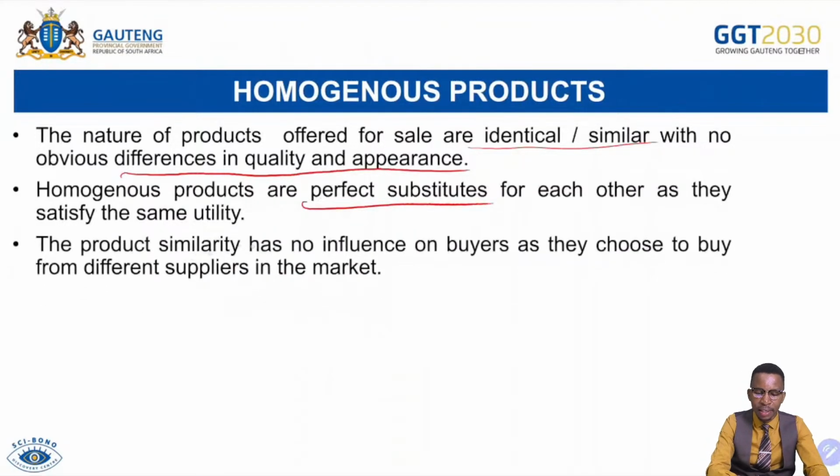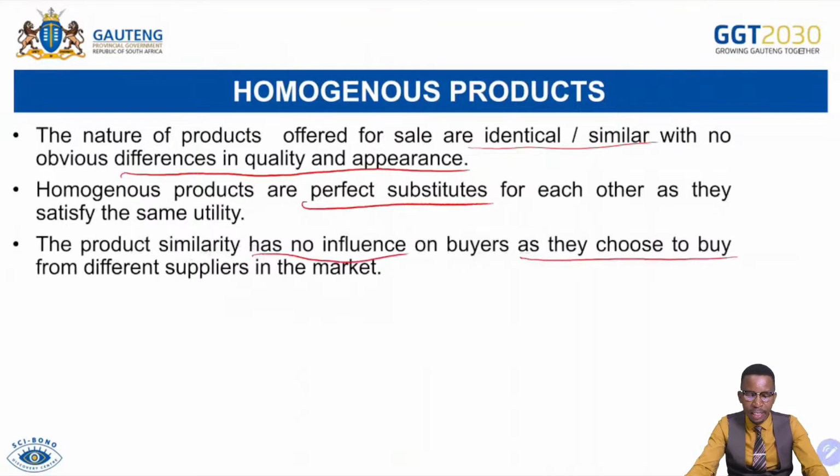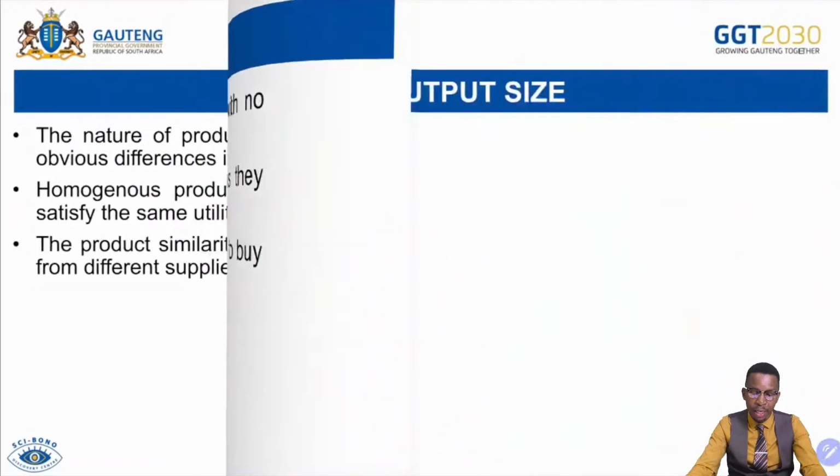The product similarity has no influence on buyers as they choose to buy from different suppliers in their market. They can choose to buy from any supplier, unlike in the monopoly where the consumer will only buy from the specific firm that is the only supplier in the market. Under perfect market, consumers are free to buy from any supplier of their choice within the market.